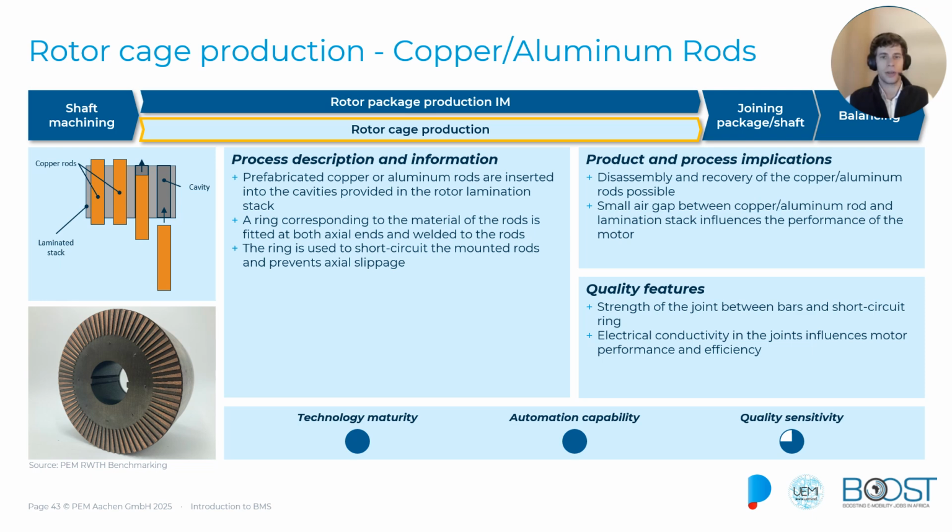Once in place, the ends of the copper rods are connected or braced to form a continuous conductive path, completing the rotor cage structure. This method enhances electrical conductivity and efficiency in induction machines.